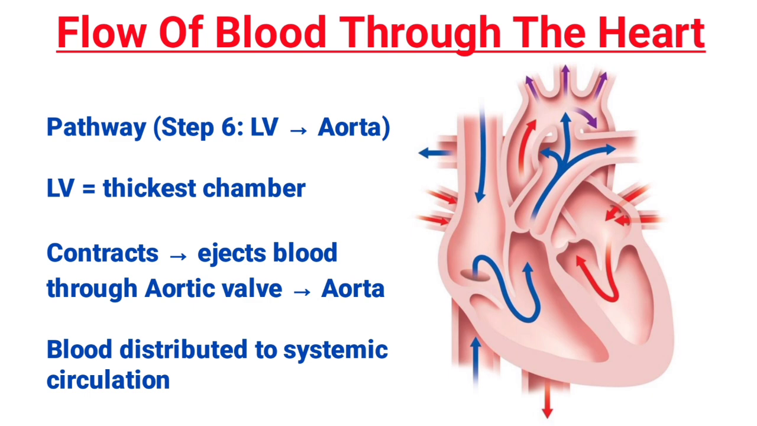The left ventricle has the thickest walls of all the heart chambers, and this is because it must generate enough pressure to pump blood through the entire systemic circulation. During systole, the left ventricle contracts forcefully, ejecting blood through the aortic valve into the ascending aorta. From here, blood is distributed via the aortic arch into major arteries that supply the brain, the upper limbs, the thoracic organs, and eventually the lower body.